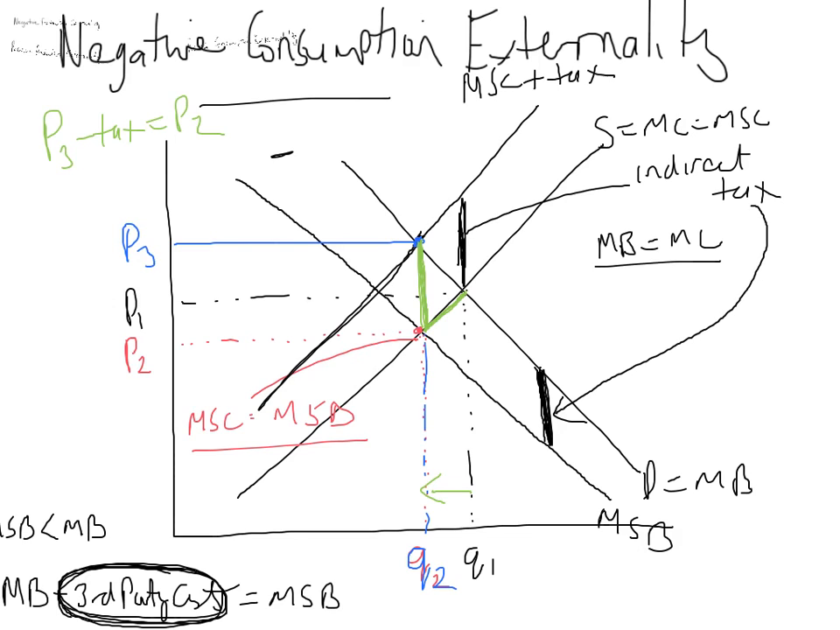And it's the quantity Q2 that we desire, because that quantity Q2 means that all the costs of consumption, both the direct and indirect, have been taken into account. That is the socially desired output quantity.